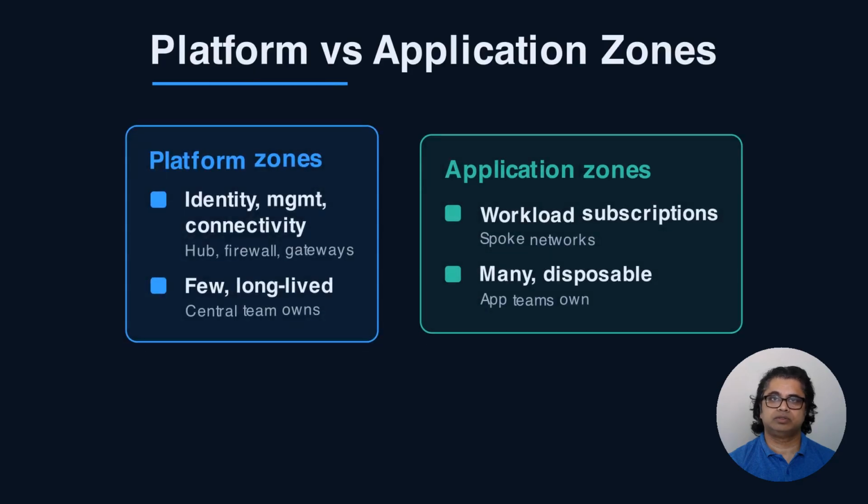Don't confuse the two halves of the architecture. Platform landing zones are the shared foundation the platform team owns: the identity subscription with your domain services, the management subscription with Log Analytics and automation, and the connectivity subscription holding the hub virtual network, Azure Firewall, and ExpressRoute or VPN gateways. Application landing zones are where workloads actually run, peered into that hub. The rule of thumb: platform zones are few, long-lived, and centrally managed. Application zones are many, disposable, and owned by app teams. Mixing them, putting shared firewalls inside an app subscription, is a classic anti-pattern.